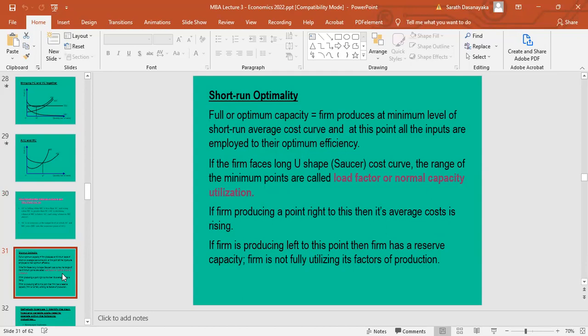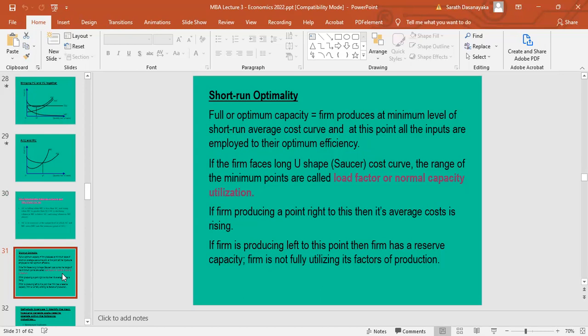Then you can take another concept: short-run optimality. There are so many concepts the economists take out of this cost analysis. One of the concepts is short-run optimality. Full or maximum capacity means the firm produces at the minimum level of the short-run average cost curve, and at this point all the inputs are employed at their optimum efficiency. That is why no one can compete with the Chinese construction firms, because they are working in the short run at the minimum area of the short-run average cost curve.